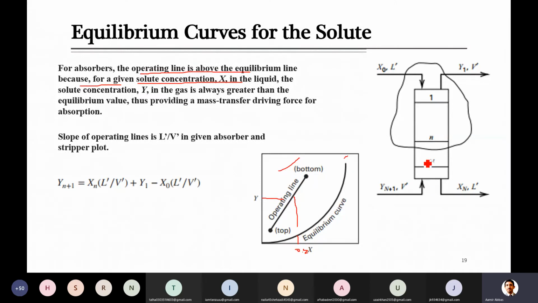So let me show you from the diagram. What does this mean? For example, when you take any value of X, the solute concentration which is entering inside the liquid. Guys, when this liquid enters the column, how much amount of this solute is there inside the liquid? Generally, how much solute should be there inside the liquid?